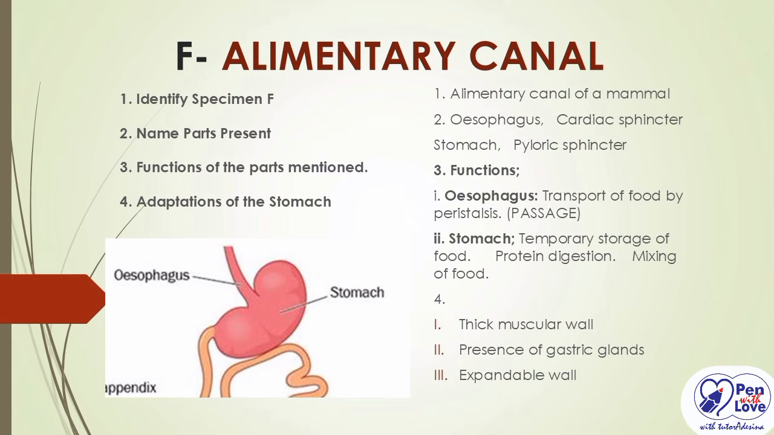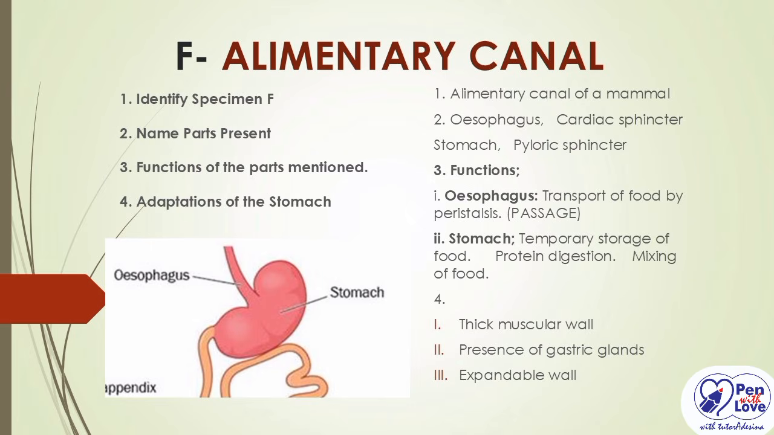Another question that may be asked is the adaptation of the stomach. Look at the stomach. What are the things that make it adapted? The first thing is the thick muscular wall. That is why it churns the food. Another thing is the presence of gastric glands. The gastric glands produce gastric juice that provides an acidic medium for digestion and the perfect work of the enzymes. There is also an expandable wall, so that when you are eating, it is able to accommodate the food and water you are taking.